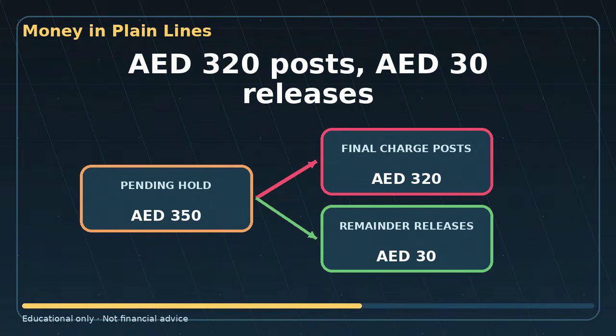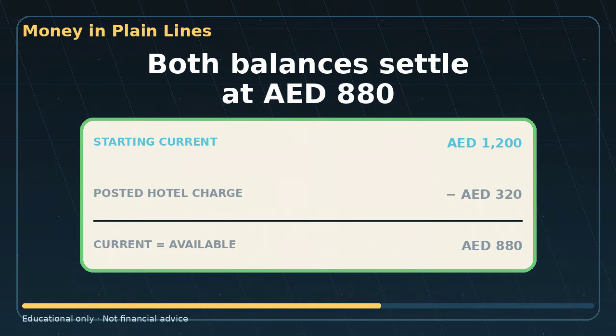The ending AED 880 is not created by adding AED 30 to the old current balance. It comes from replacing the temporary AED 350 restriction with the actual AED 320 posted charge, leaving the ledger AED 320 below the starting AED 1,200 and the usable amount aligned with that settled total. This is why the original AED 350 hold should not automatically be described as the final hotel cost.